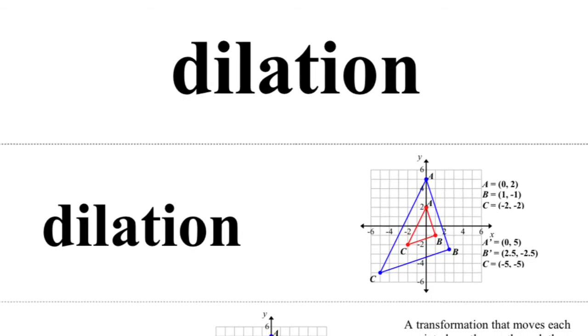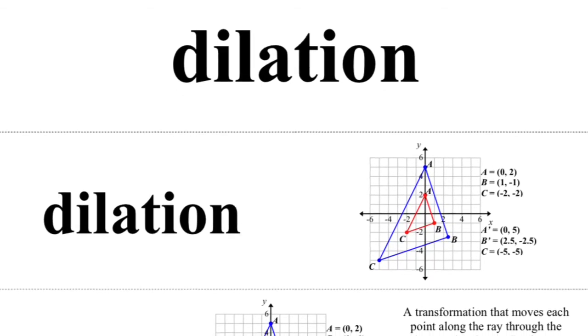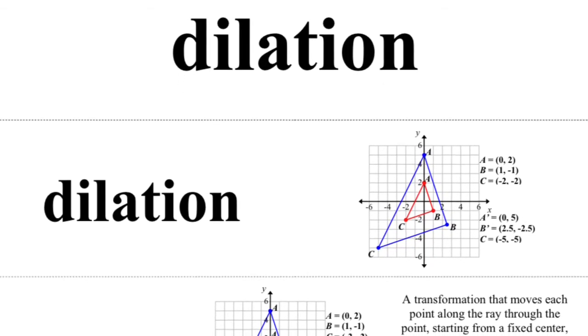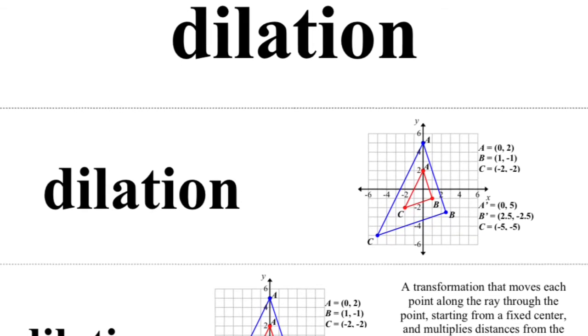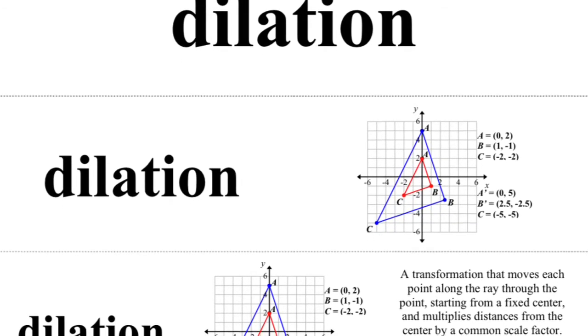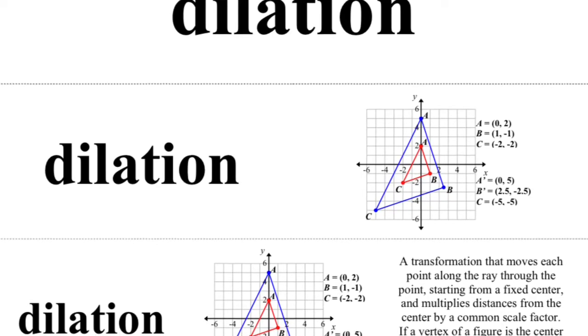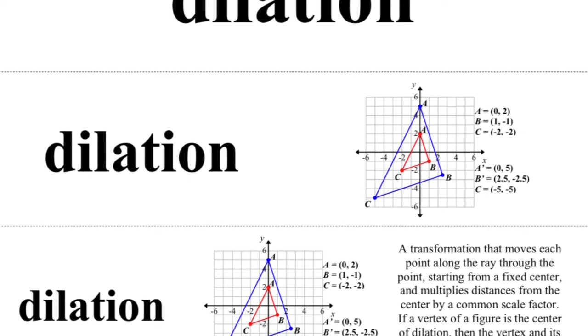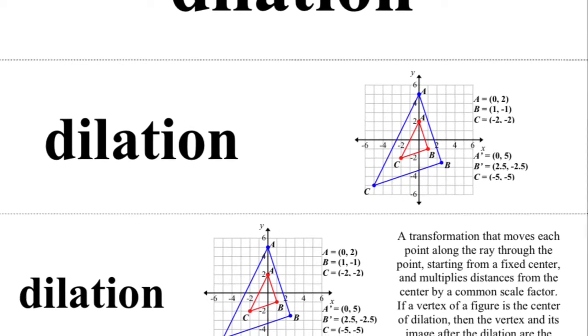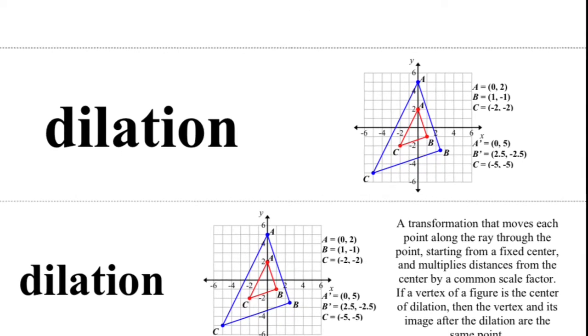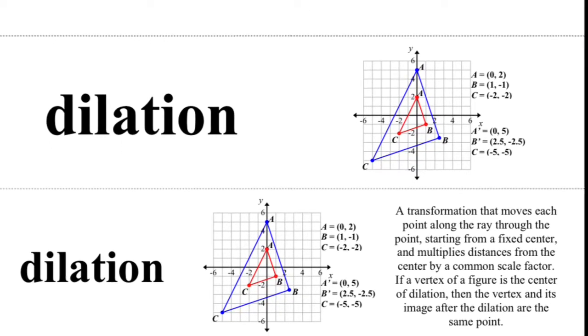A dilation is when a shape gets either larger or smaller. If you multiply your original shape to a number greater than 1, your shape gets larger. If you multiply your original shape to a number between 0 and 1, it gets smaller. But no matter what, they're similar shapes.